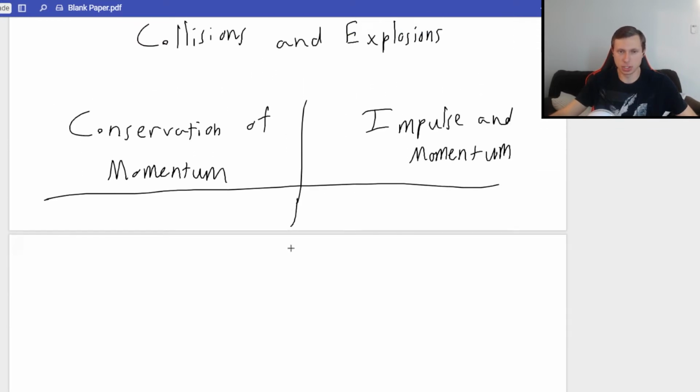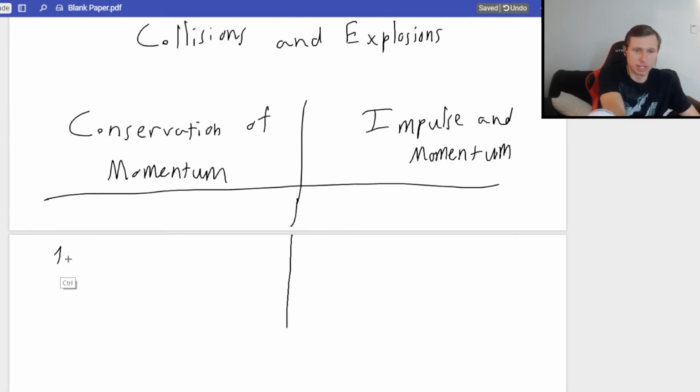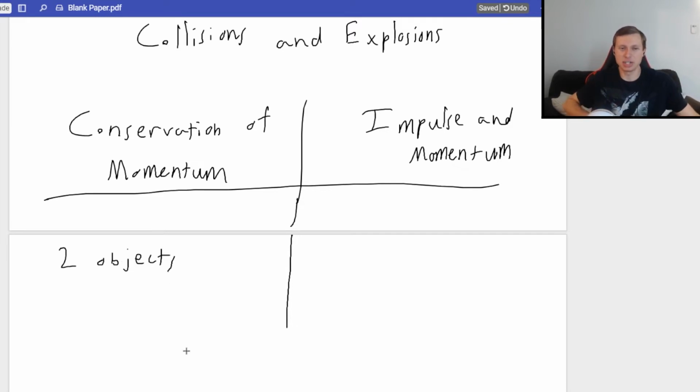I'm going to make like a T-chart here. So with conservation of momentum, the biggest thing you need to know is that we're looking at two objects. If we're looking at two objects, then it's conservation of momentum. In other words, two blocks running into each other, two cars running into each other, a meteor breaking up into multiple pieces. Those are all conservation of momentum problems.